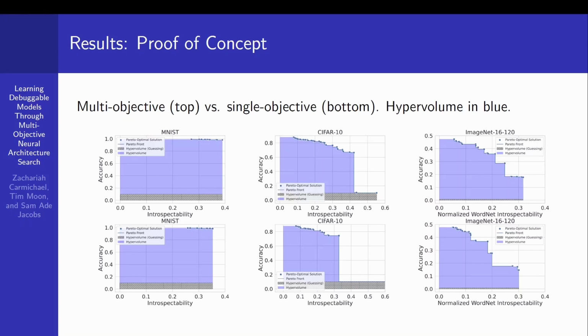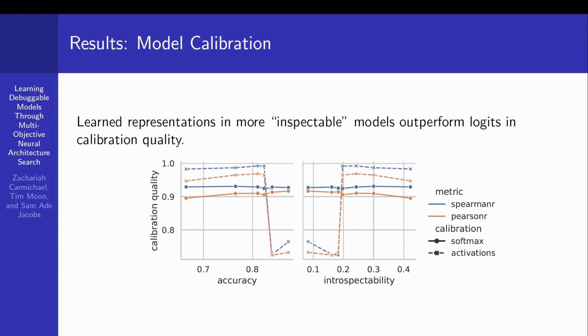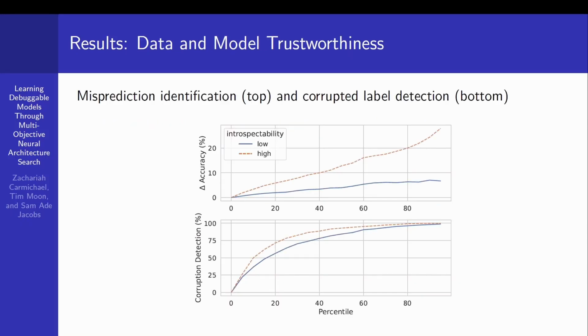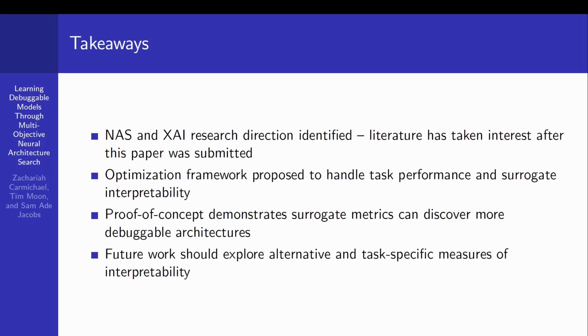And as you can see across MNIST, CIFAR, and ImageNet, we have a higher hypervolume when we do the multi-objective search. What this allows us to do is to have better calibration of models. So you can see here that for higher introspectability, our models have better calibration quality. What that also enables us to do is to identify mispredictions better according to this better calibrated latent space, as well as corrupted label detection. And we were able to accomplish this through this proposed neural architecture search.